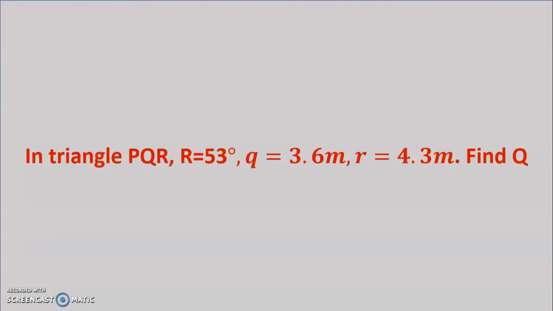In triangle PQR, angle R is 53 degrees, side Q is 3.6 meters, side R is 4.3 meters. We are asked to find angle Q. Before we can solve this problem, we need to represent these parameters in a triangle. How are we going to do it? The first thing we are going to do is to draw our triangle.